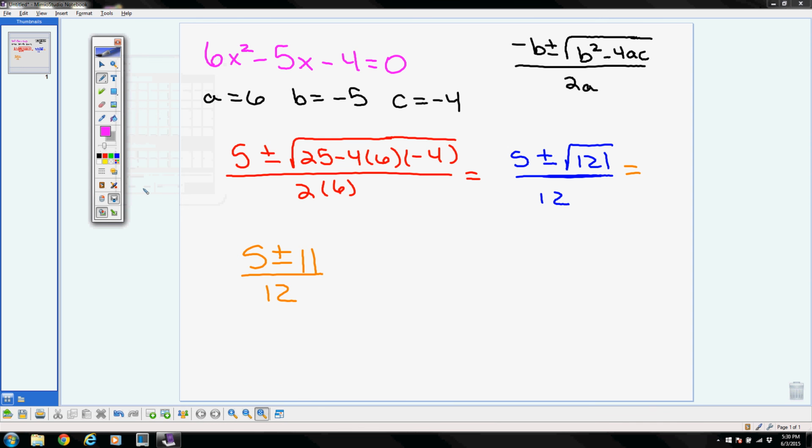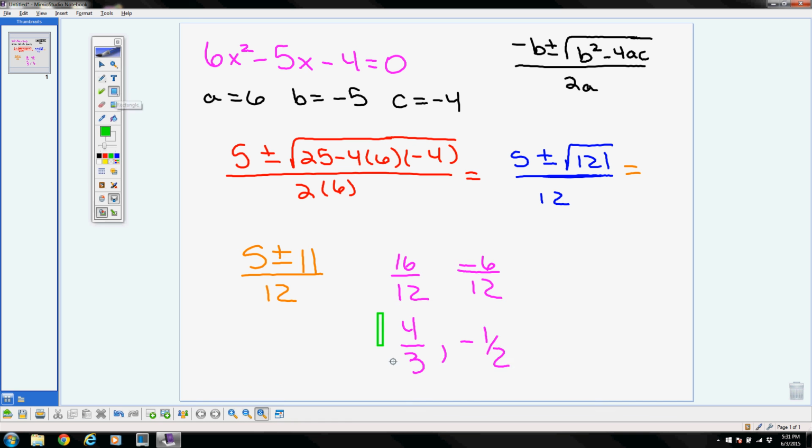We can do 5 plus 11 and get 16 over 12. We can do 5 minus 11 and get negative 6 over 12. Then you have to reduce those. 16 over 12 will reduce to 4/3, and negative 6 over 12 would reduce to a negative 1/2. Those would be my two final answers, 4/3 and a negative 1/2.